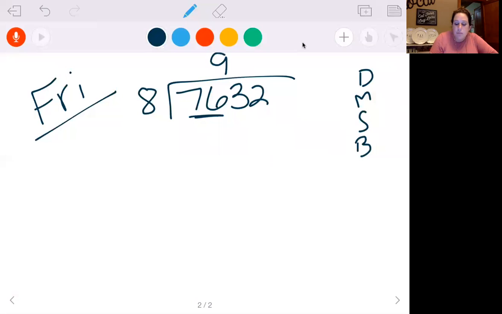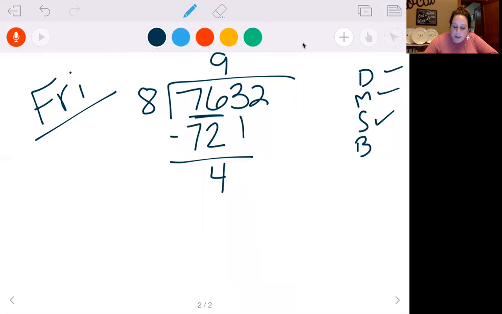I'm going to put my 9 above my 6, because that means 8 goes into 76 9 times without going over. It doesn't go in evenly. So now I'm going to multiply. 8 times 9 is 72. So now I'm going to subtract those, and I'm going to get 4. I can check off my subtracting. Next step is bring down my 3. Okay, I brought it down.